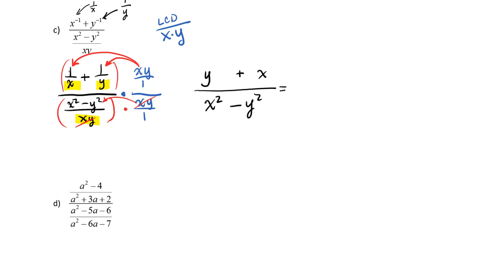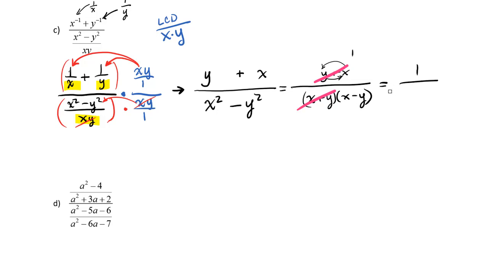Now I'm going to factor the denominator. x plus y, x minus y are the factors, binomial factors. And notice that y plus x and x plus y, it doesn't matter what order they're in. So I'm going to reduce those. So my final answer, it's not 0 in the numerator, it's 1. You have 1 over x minus y.